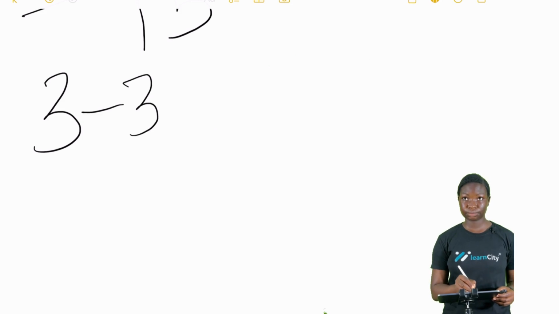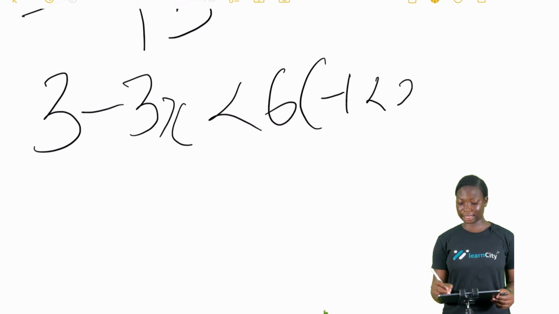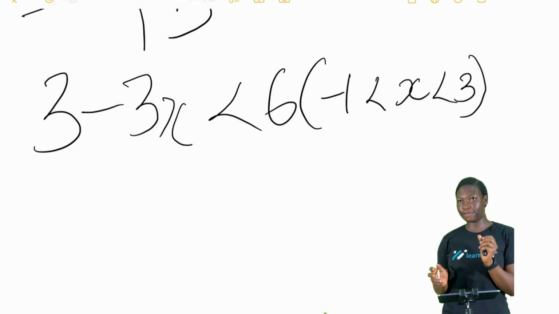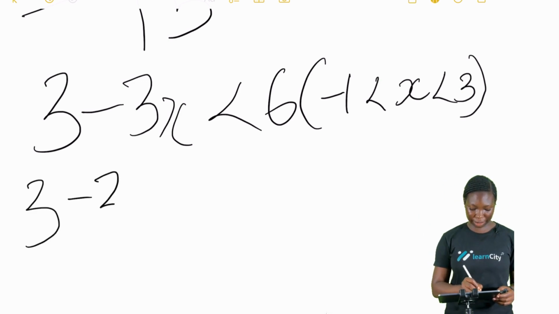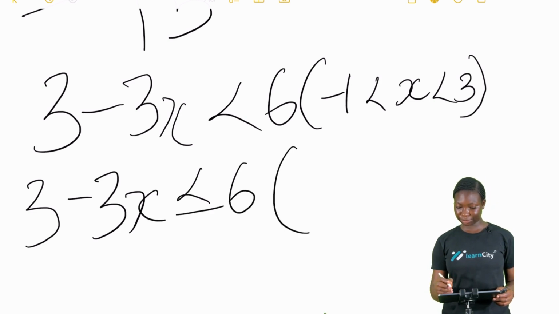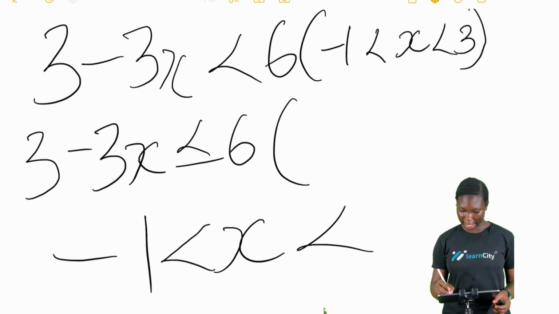So our third example for today's class will now be 3 minus 3x less than 6 into brackets minus 1 less than x less than 3. So the first thing we have to do here is solve the one inside the bracket first. Here we have minus 1 less than x less than 3.